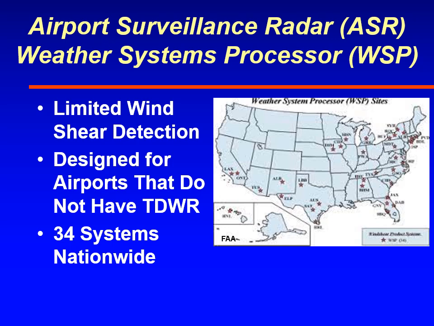TDWRs are very expensive. If there is an existing air traffic control radar, it can be modified somewhat to provide a little bit of wind shear detection. And these have been deployed across the United States. There are 34 airports that have ASRs that have this capability.